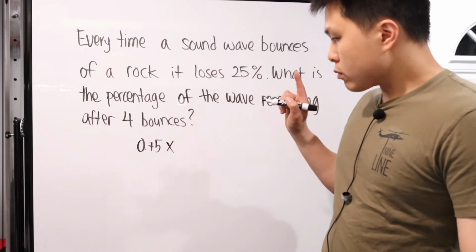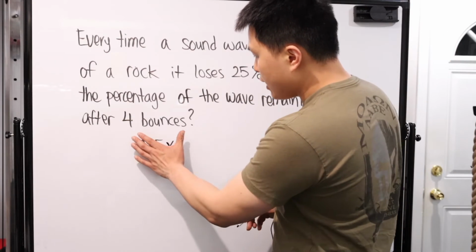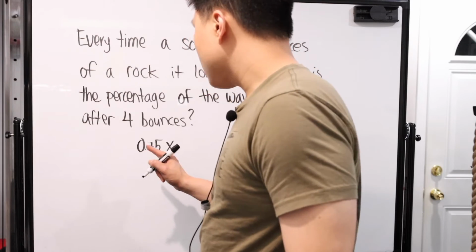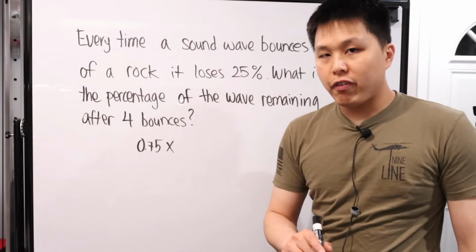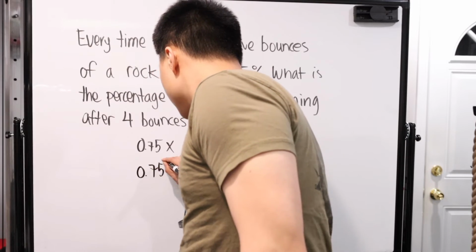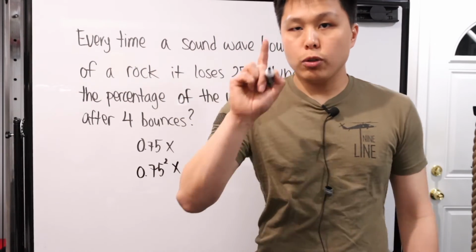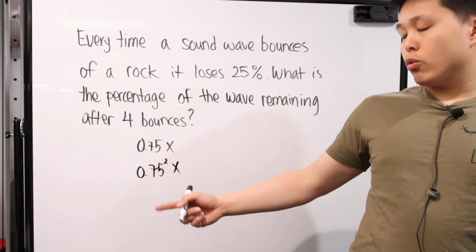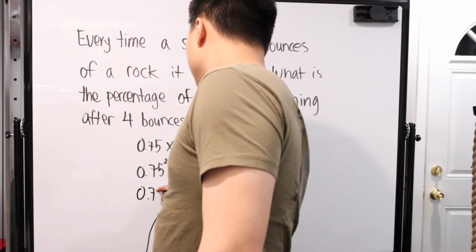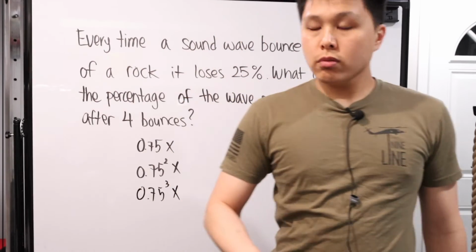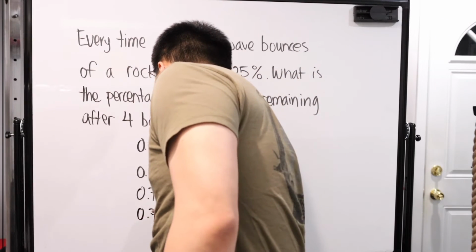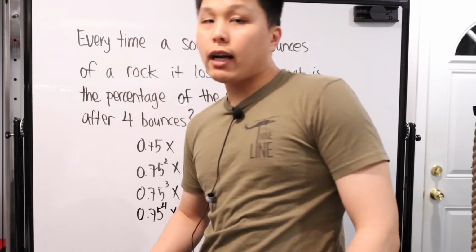Well, guess what? When you bounce again, this is the new wave that's getting bounced, this whole thing. So what you're going to do is 0.75 of the 0.75x. So actually that's just going to be 0.75 squared x. Okay, that's after you bounce it twice. Well, if that's the case, this is the new one, and then you bounce it again. And of course, you have 0.75 cubed x. Okay, and then afterwards you have 0.75 to the 4th power x, and that's after 4 bounces.